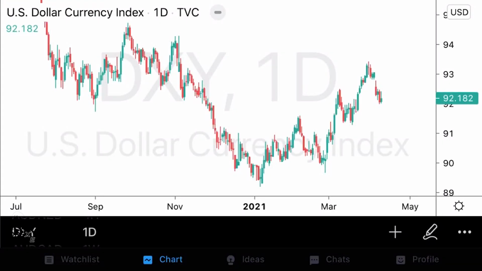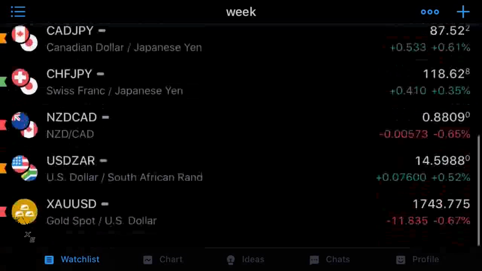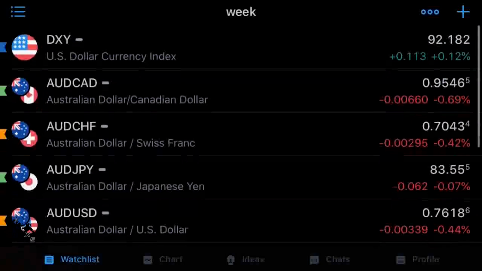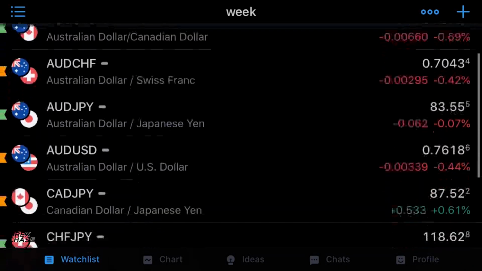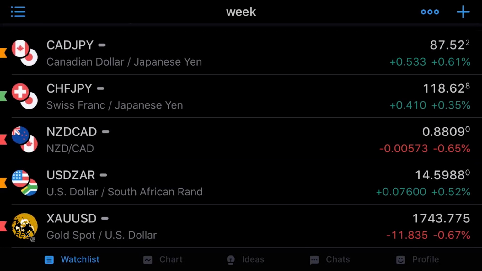So to kick today off, guys, we're gonna go through 4 pairs. Basically, I think that at least 4 pairs are gonna give us some good trading opportunities. Maybe just minus the DXY because we don't directly trade the DXY, but it's just awesome to have a look at the DXY as well. So we're gonna have a look at the DXY, Aussie CAD, Swiss yen, USD ZAR and gold.